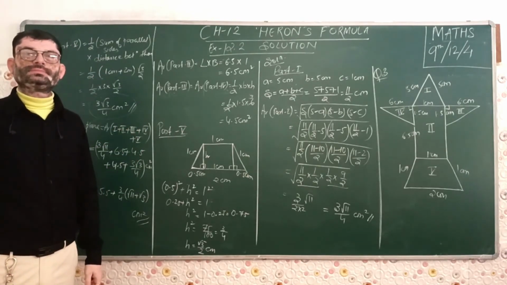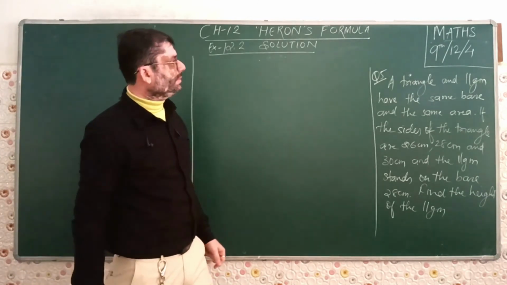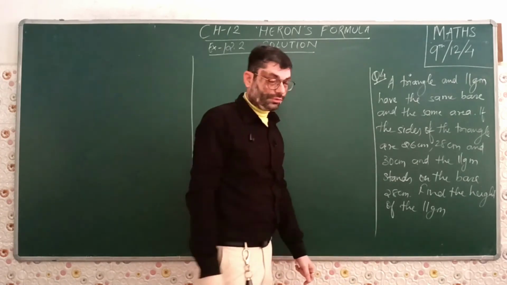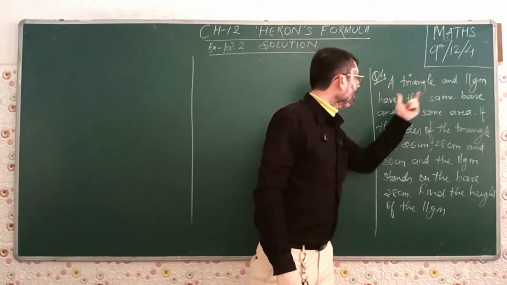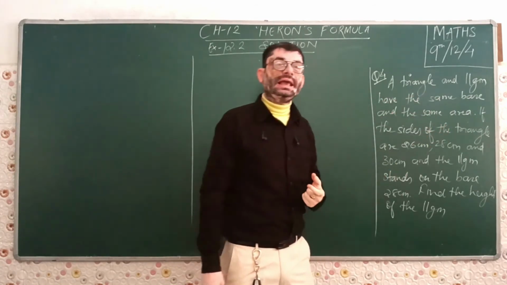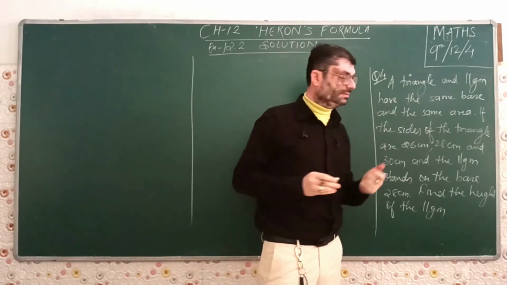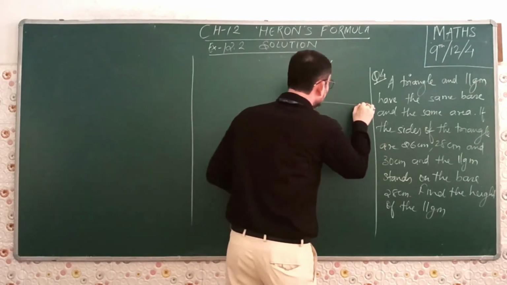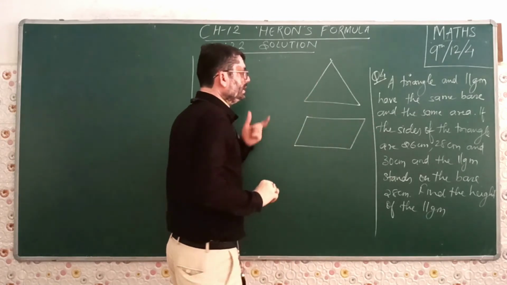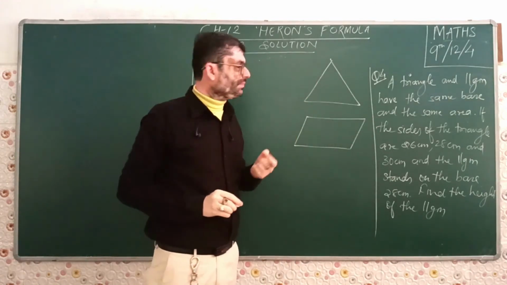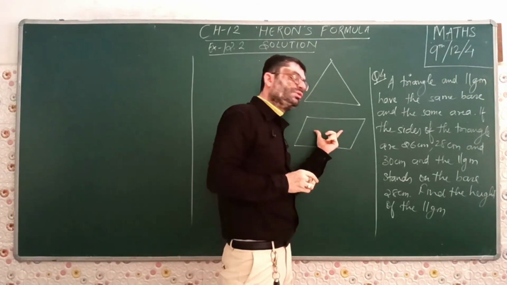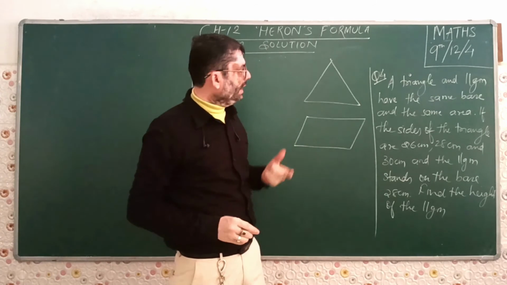Next question. Question number 4. A triangle and a parallelogram have the same base and the same area. So we are given a triangle, draw the triangle. We are also given a parallelogram. These both have the same base and the same area. That means area of the triangle is equal to area of the parallelogram, and they have the same base.